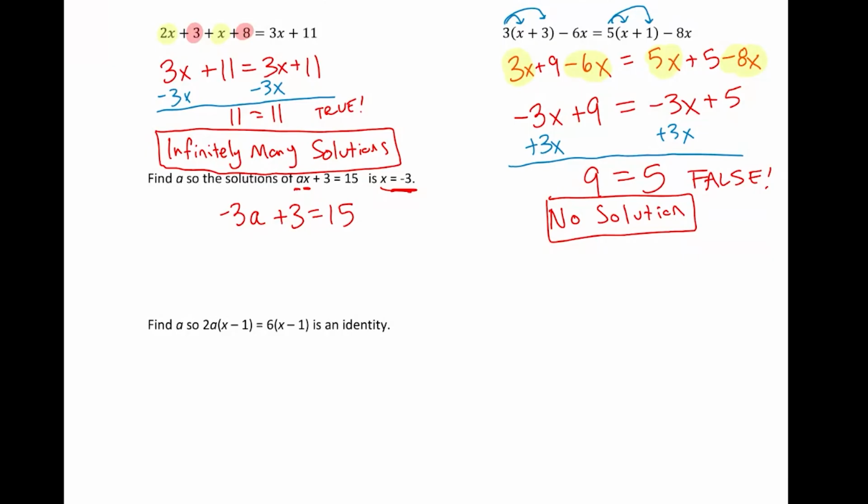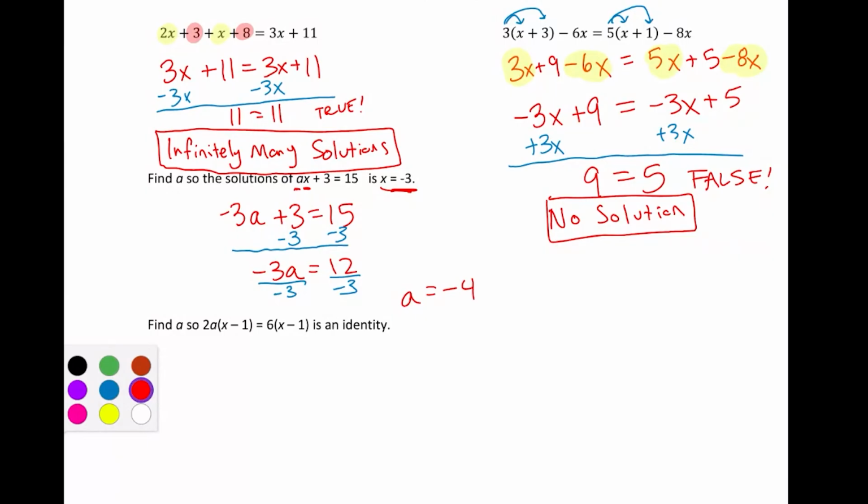And now I can solve for a just like I would on any of those other problems. This is one of those two-step equations where first we'll get rid of either the addition or subtraction. In this case, we'll get rid of the addition by subtracting 3 on both sides. That gives me negative 3a equals 12. And if I divide both sides by negative 3, I'm going to get a equals negative 4. So this is just a little tricky in the wording there. Just be very careful about what it is you're actually trying to solve for.